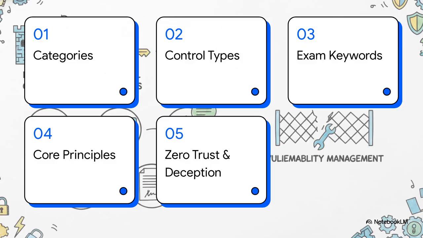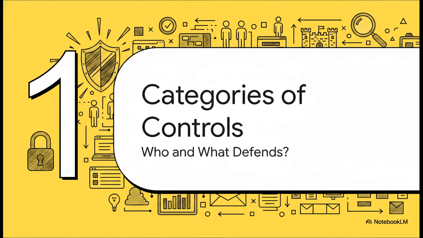Here is our blueprint. We'll be mapping out 5 key areas to master Domain 1: categories, control types, exam keywords, core principles, and zero trust. All right, starting with Section 1, Categories of Security Controls. Basically, who and what is actually doing the defending.